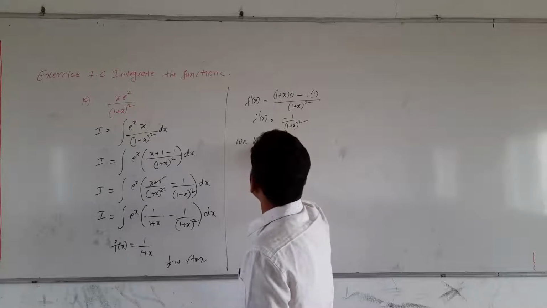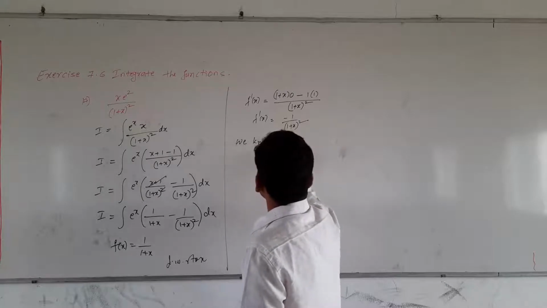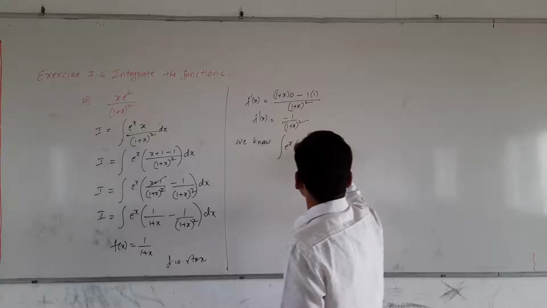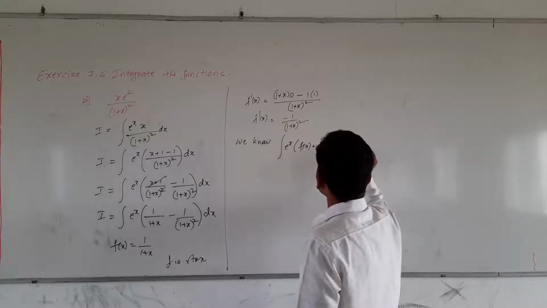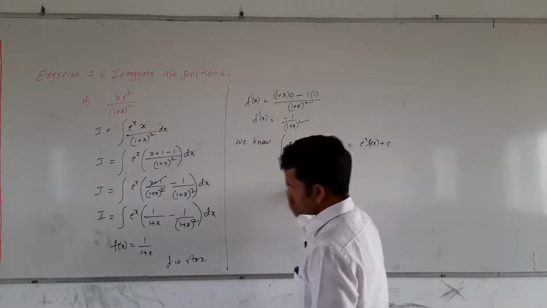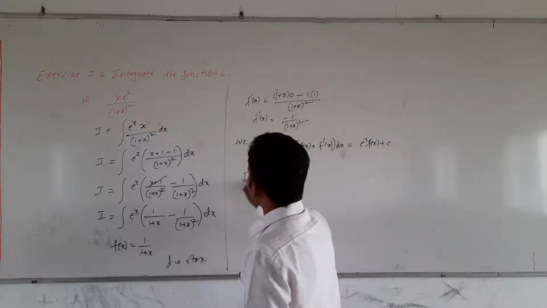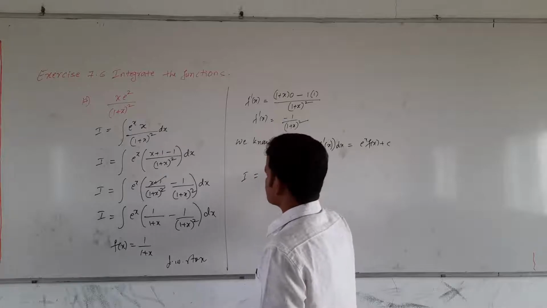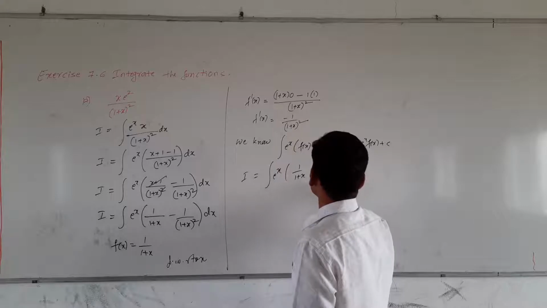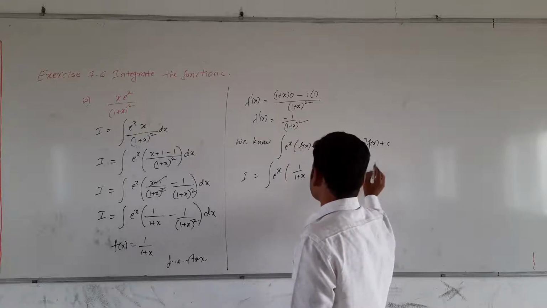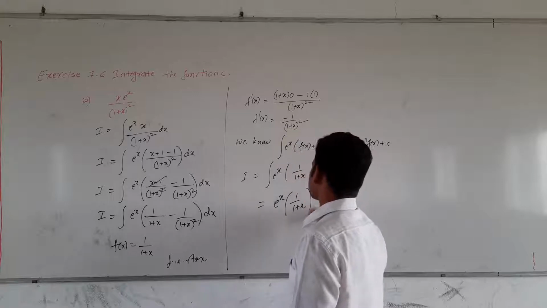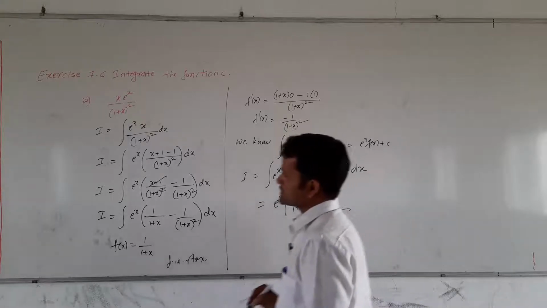We know integration of e raised to x into [f of x plus f dash of x] dx is equal to e raised to x into f of x plus c. So in the same way, I is equal to integration of e raised to x into [1 by (1 plus x) minus 1 by (1 plus x) whole square] dx, which is e raised to x into 1 by (1 plus x) plus c. This is the answer.